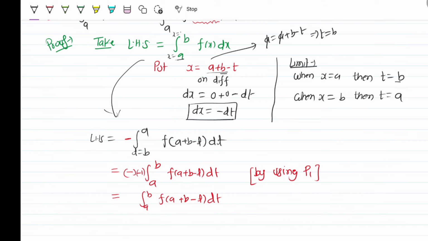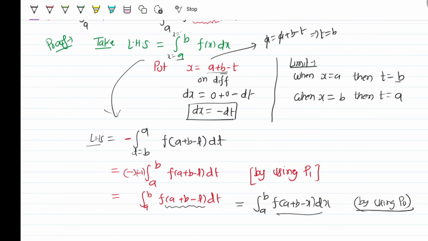And also the p0 property says that your definite integration is independent of the variable. So it means I can write this as a to b f of a plus b minus x dx. How? By using p0 property. So can you see, we have done the proof of LHS, and this is your RHS, hence proved.